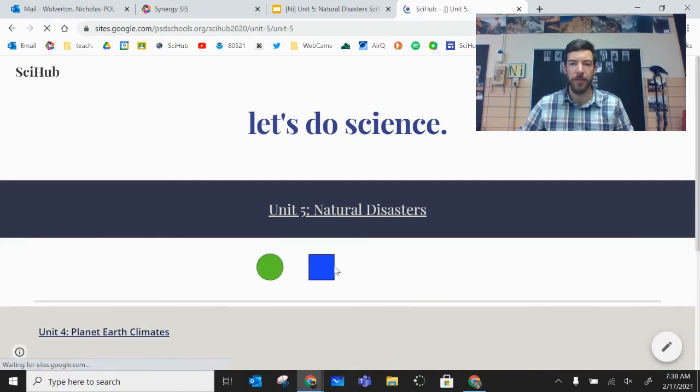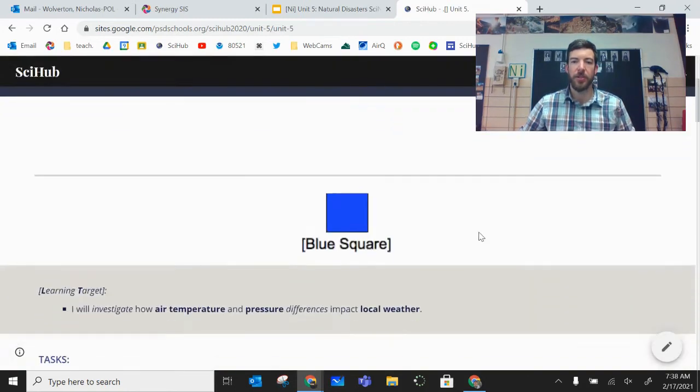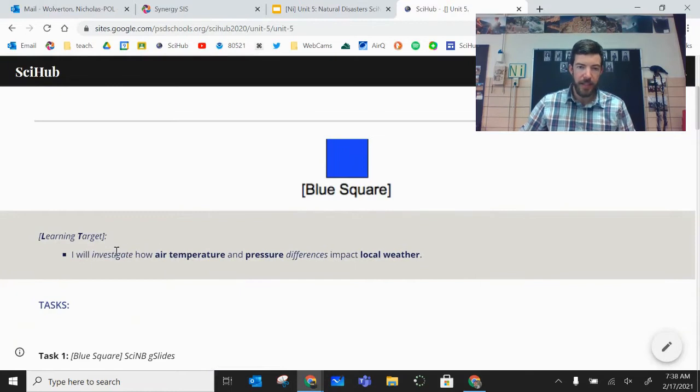So let's enter the blue square. In the blue square, we're going to be using this guiding question of how do the properties of air impact weather? So we're going to be learning about weather and how different types of air and the properties of the air give us different weather. So the learning target is to investigate how air temperature and pressure and the differences between different air temperatures and different pressures impact local weather.